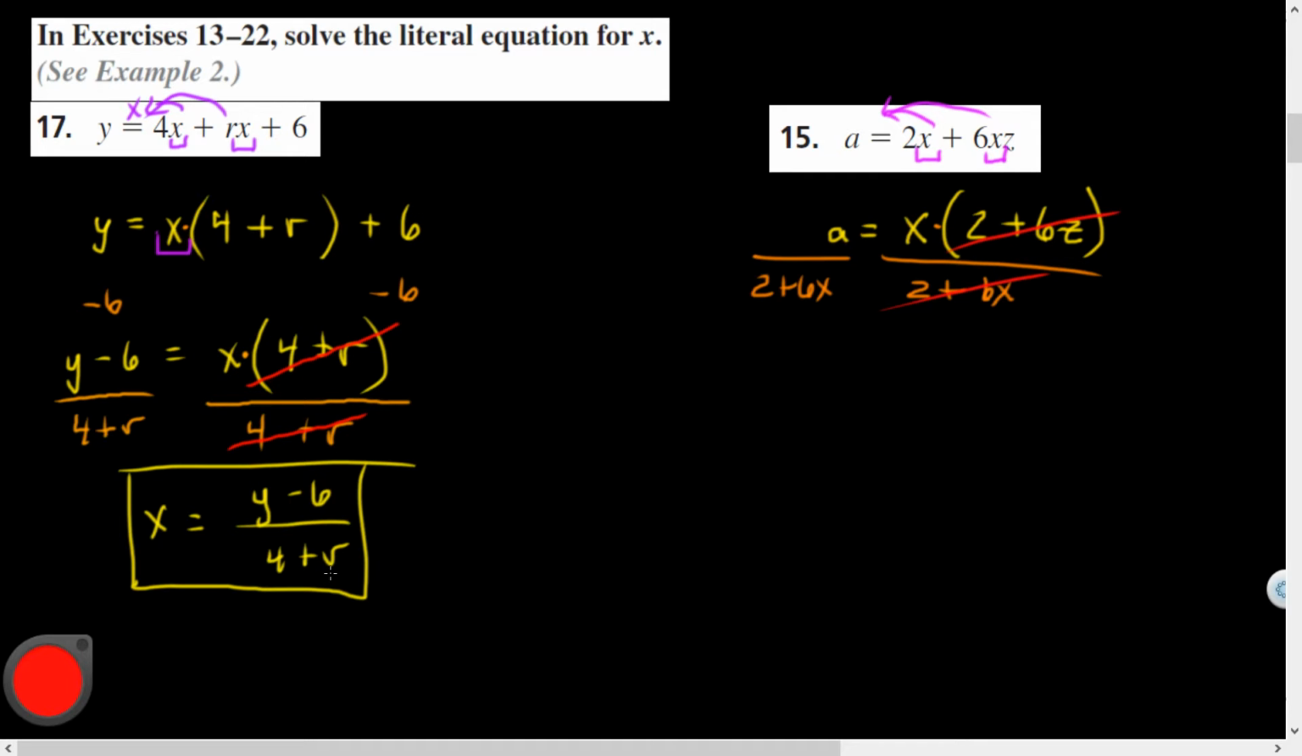Over 15, right? Divide both sides, and then that's what I saw on that piece of paper as well. They canceled those out, and we do, in fact, get X by itself equals A divided by 2 plus 6X.